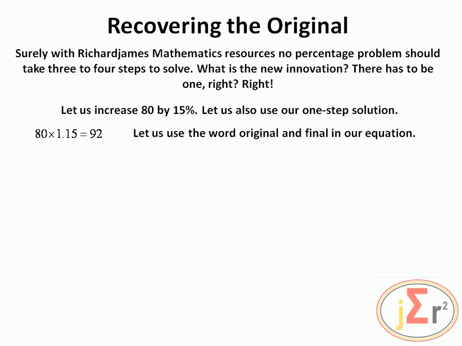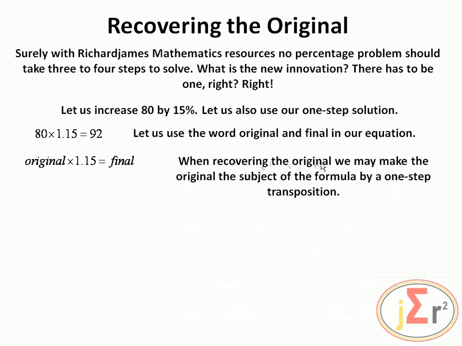So, let us use the word original and final in our equation. So, here we have an equation. This is the original and this is the final. So, original multiplied by 1.15 is equal to final.